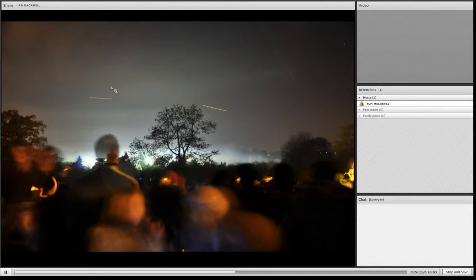Now, the only thing that appears to be sharp in this image is this tree in the middle. The reason for that is that the tree was the only thing that wasn't moving. If it was windy, again, I'd get a blurry image on the tree as well.